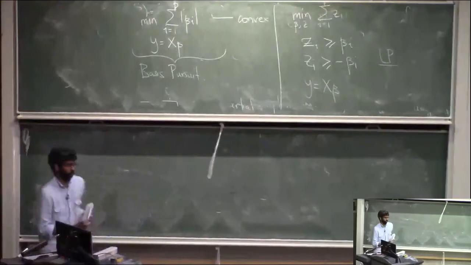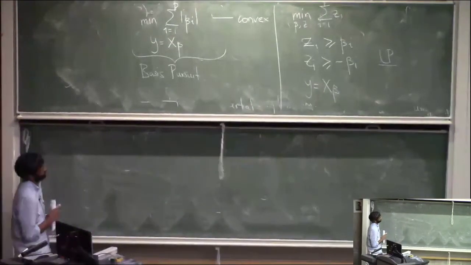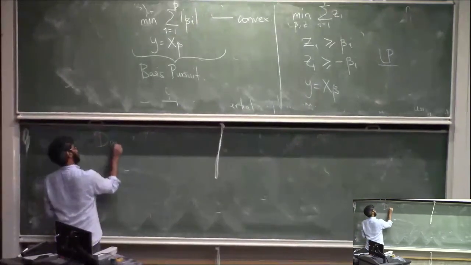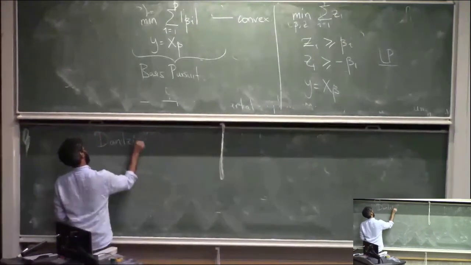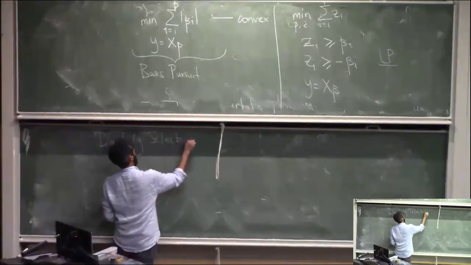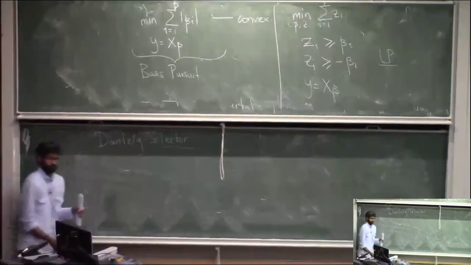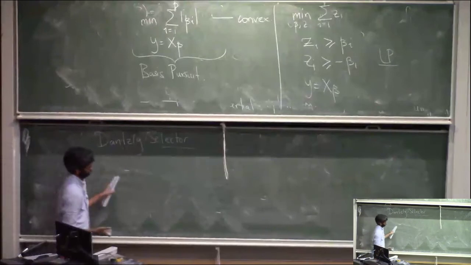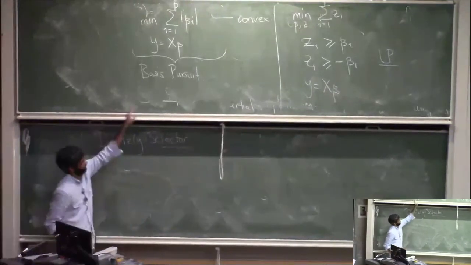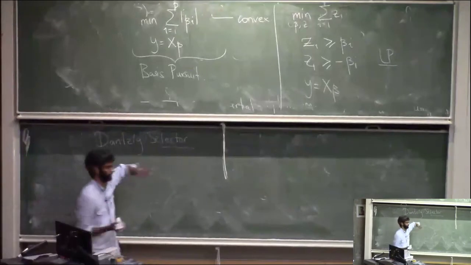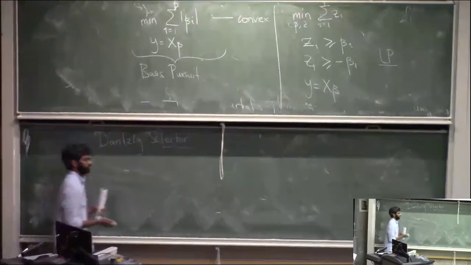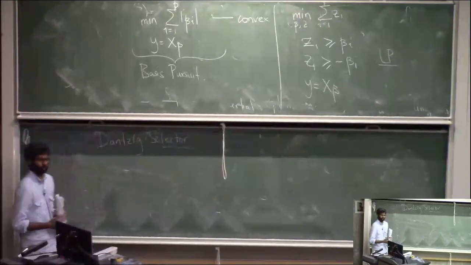Okay. So the next one is called the Dantzig Selector. It's an estimator in this similar setting. It's for doing high dimensional linear regression. So you should think about the problem where you have noise now. So y is not exactly equal to x times beta.